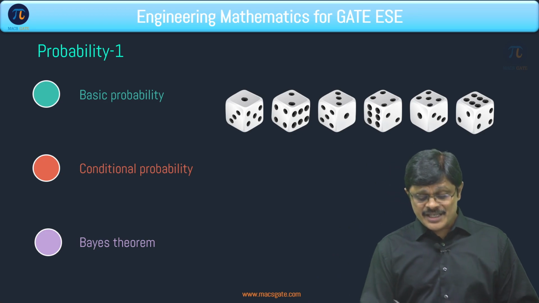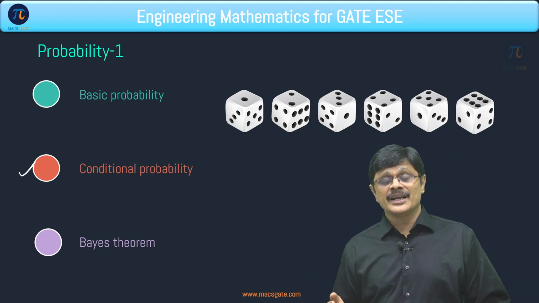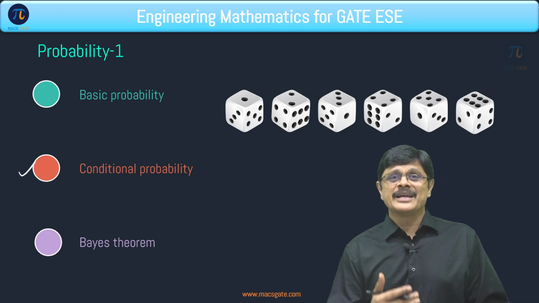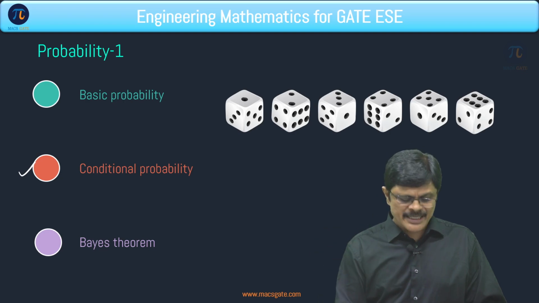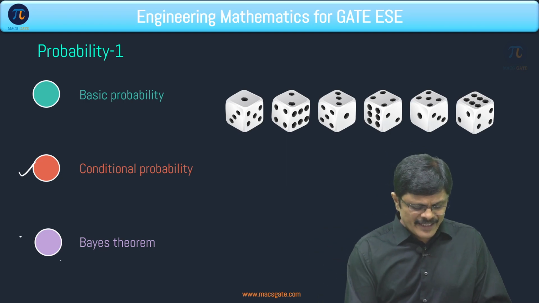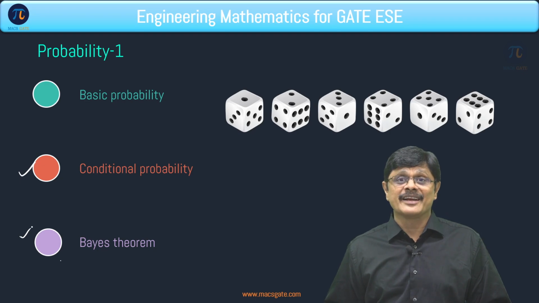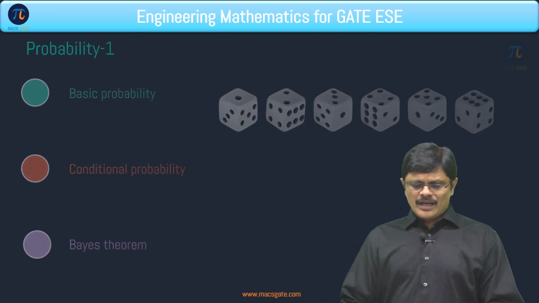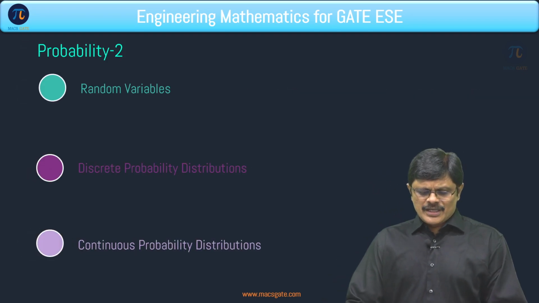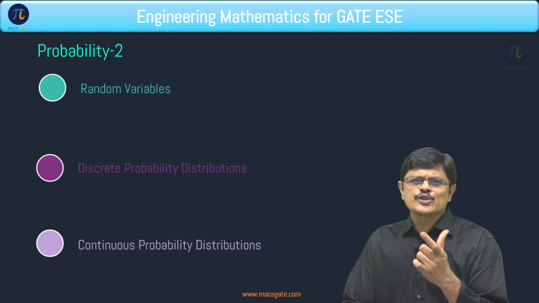Then conditional probability is very important, it is mentioned in the syllabus. Then the Bayes theorem. Total probability theorem and Bayes theorem go together, these two play a very important role, my dear friends. Of course, there is something called statistics also that they mentioned.